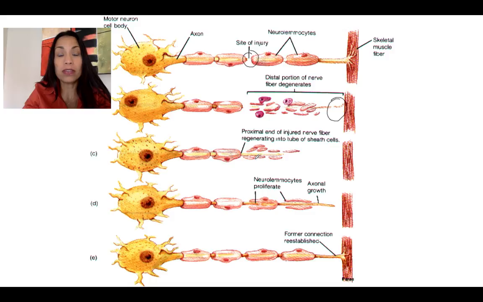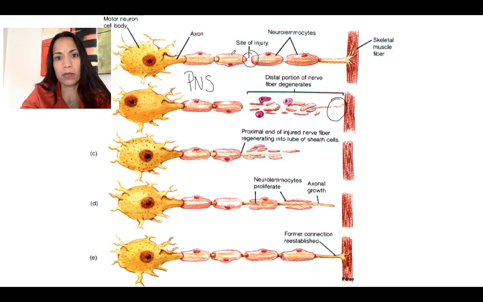So the axon can slowly grow. It can take months up to years to grow until it reaches again the target organ, and hopefully the target organ can be innervated again. We can recover the innervation and we can partially or completely recover the function of that muscle. But again, this only happens in the PNS, in the peripheral nervous system.